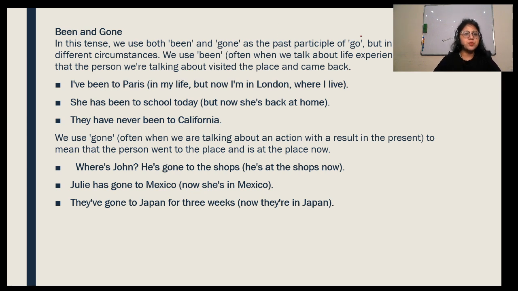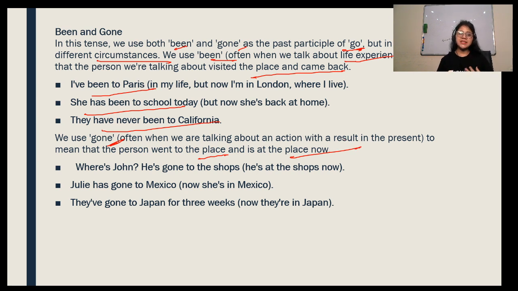In this tense, we use both been and gone. Please remember as the participle of go, but in slightly different circumstances. We use been when we talk about life experience to mean that the person we are talking about visited the place and came back. I've been to Paris, she has been to school, they've never been to California. And we use gone when we want to talk about a person being to a particular place and is at that place now. So that way it comes in use in part 2 of speaking, also in part 3 of IELTS speaking.